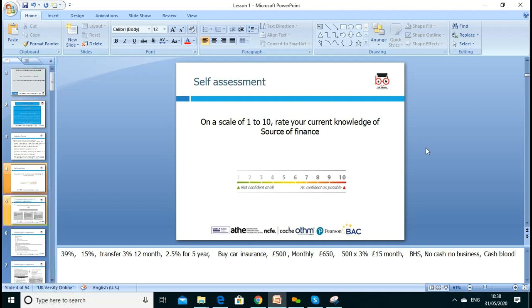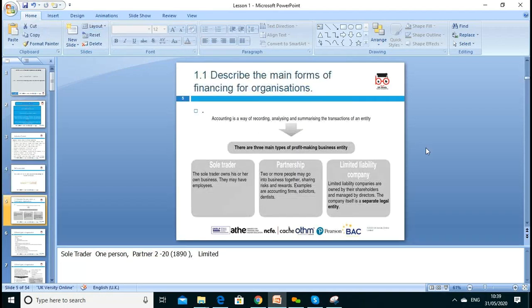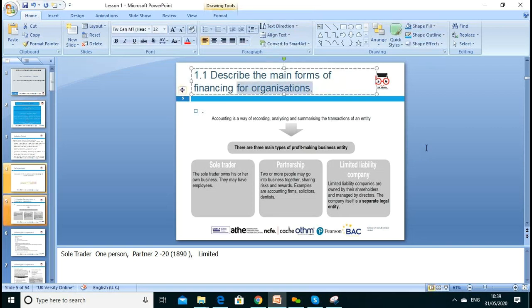So next, now you can rate yourself on how much knowledge we have in this area. It's a vast area. We can look at different perspectives. First of all, we look at the types of ownership. Our assessment criteria 1: describe the main forms of financing for an organisation. So first of all, we need to know the organisation, then the form of organisation, form of finances. Organisations can be sole trader, partnership, and limited company.